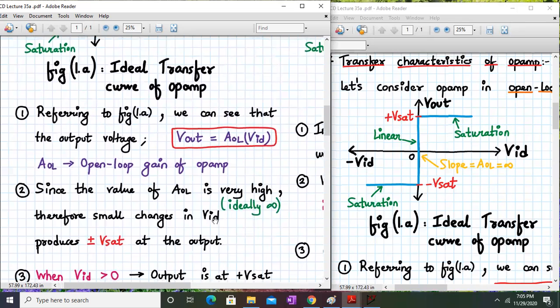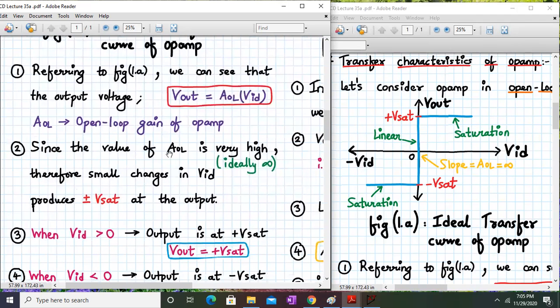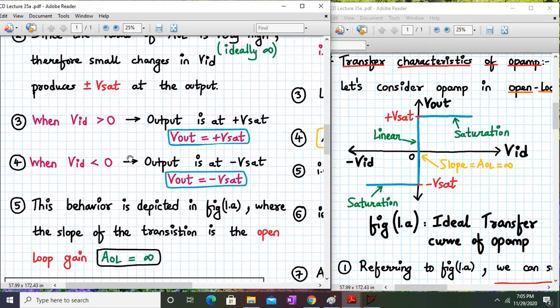Number one, we can determine the relation between the Vout and VID. Vout will be equal to AOL times VID, where AOL is the open loop gain of the op-amp. Since the value of AOL is very high, ideally infinity, very small changes in VID, a microvolt or a millivolt change in VID, will produce either a plus Vsat or a minus Vsat at the output. As we have already discussed, whenever VID is greater than 0, output will be at plus Vsat, and whenever VID is less than 0, output will be at negative Vsat. This is just a confirmation of this behavior.